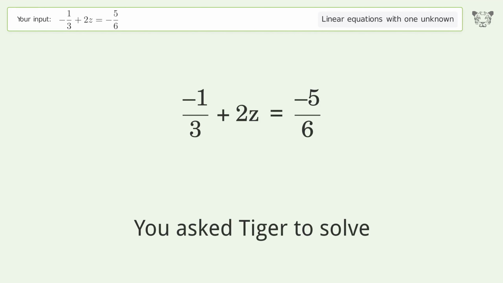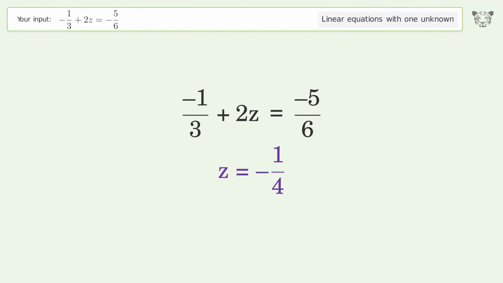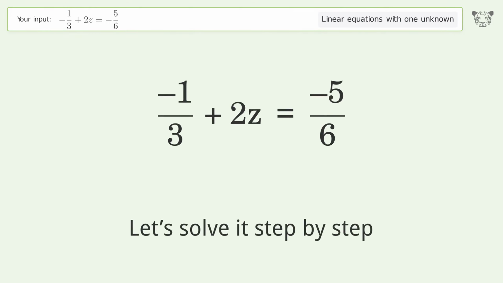You ask Tiger to solve this. It deals with linear equations with one unknown. The final result is z equals -1/4. Let's solve it step by step.